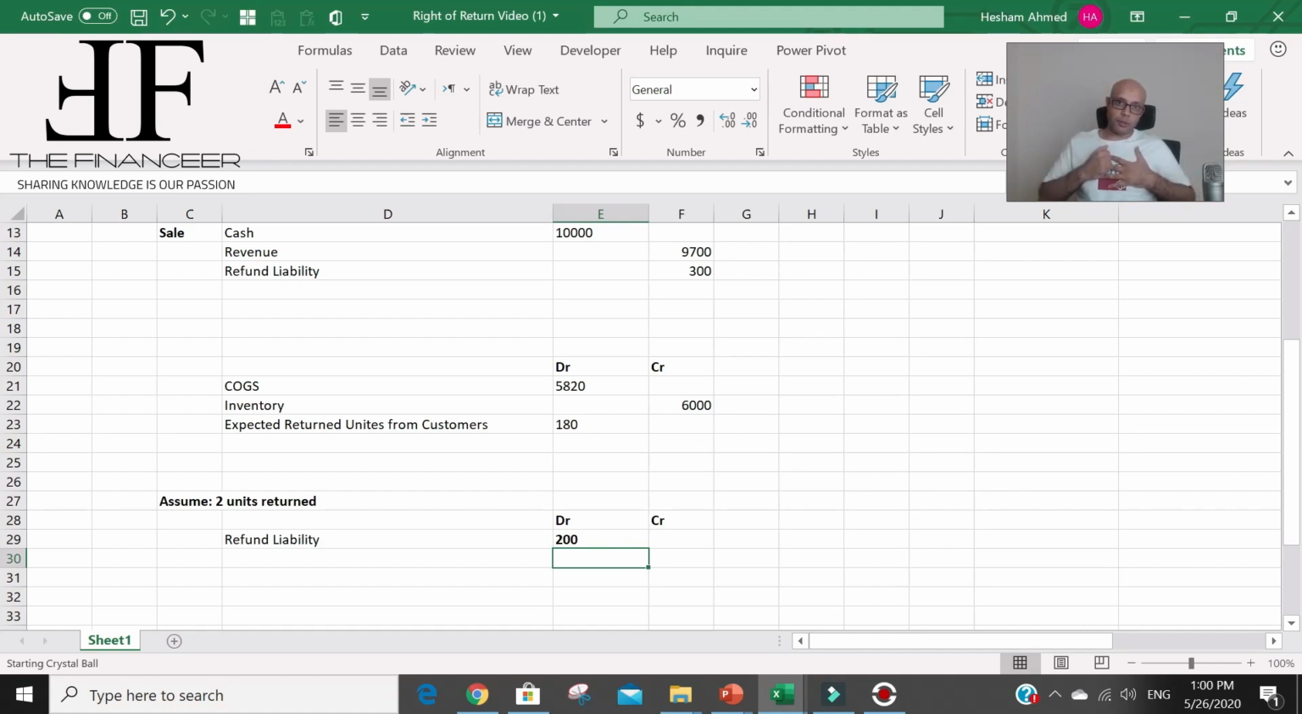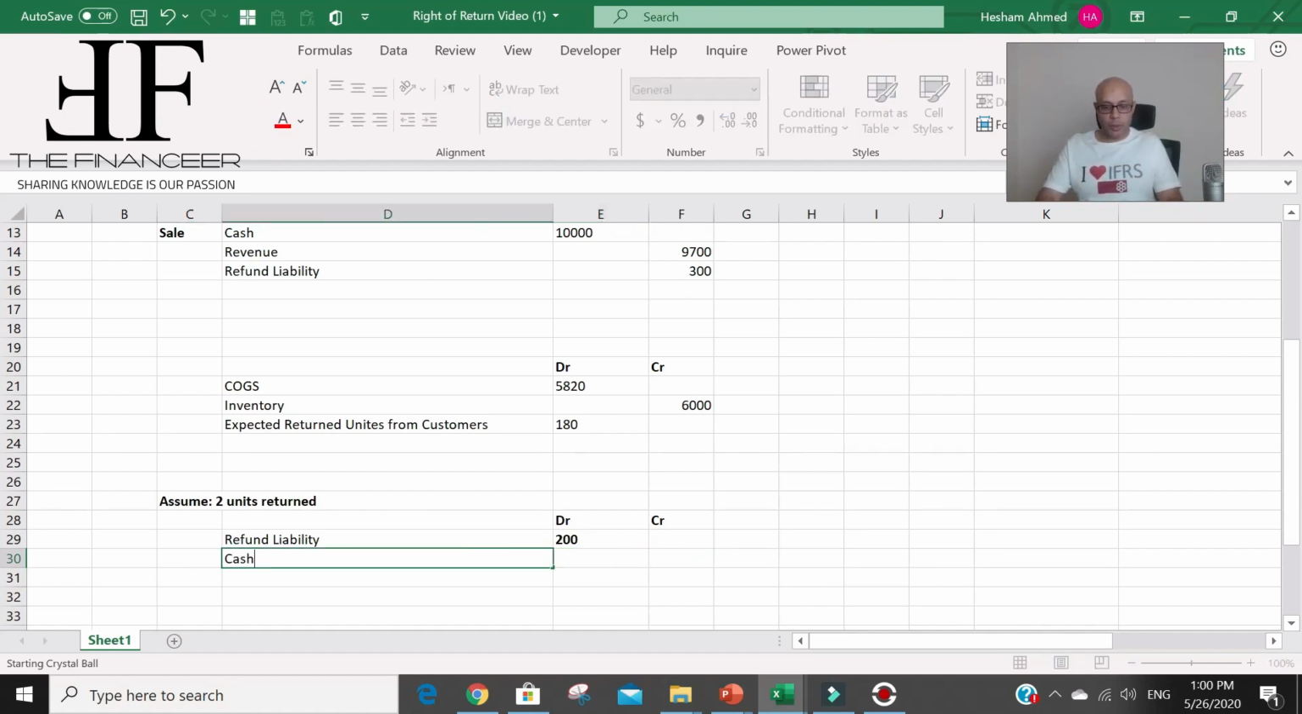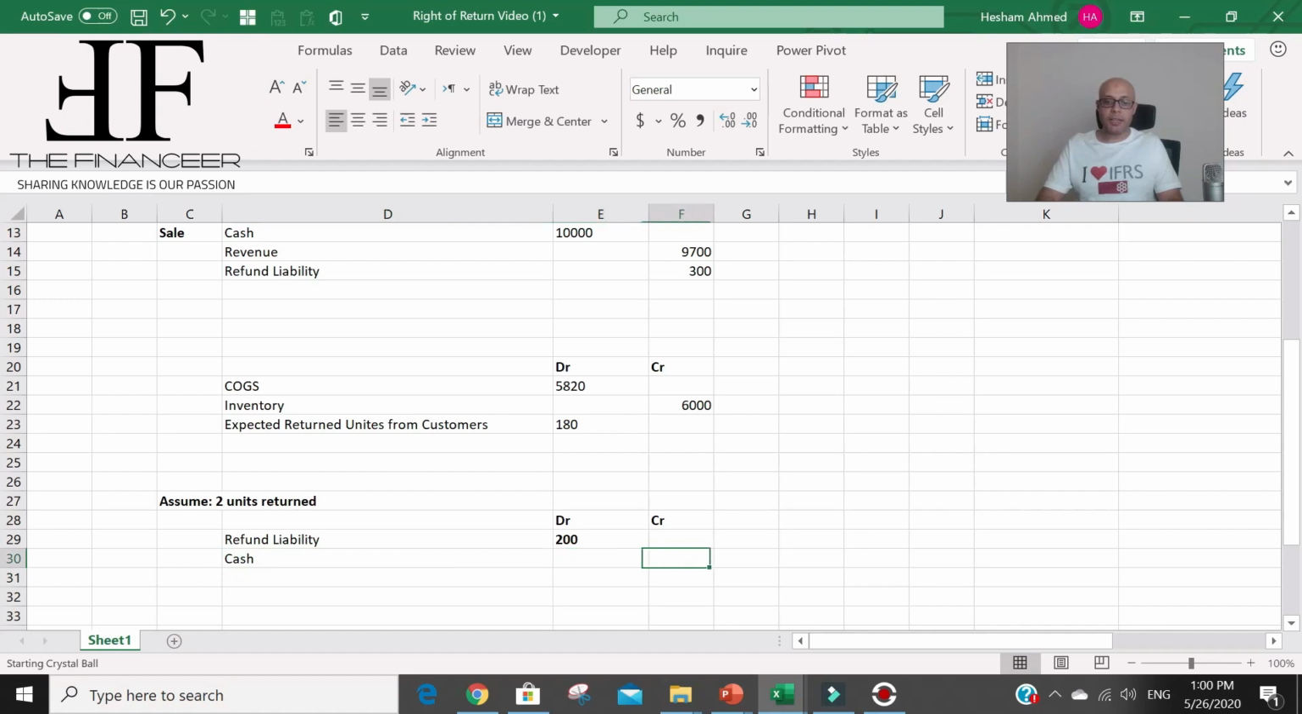Because I received 2 units, I'm going to reduce my refund liability. And you have to repay the customer cash, so the cash will be credit. I will have to repay the customer, or refund the customer cash, for the same value, which is 200. So this is the first part of the entry: I refund the customer the cash against these 2 units and reduce the refund liability.